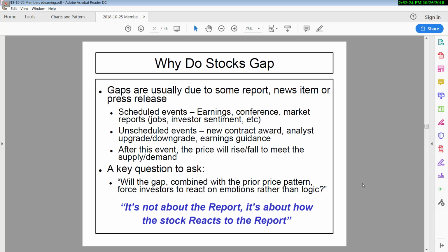Why do stocks gap? There's got to usually be some sort of, and I'm not ignoring you, NB or Susan, I'm really answering your question. Why do stocks gap? Because usually there's some report. There is usually earnings, a conference call. An unscheduled event would be something like a new product or a new contract award, something that's going to roll right to the bottom line. Those are the ones that are going to cause the most amount of movement. Ones that are surprises.